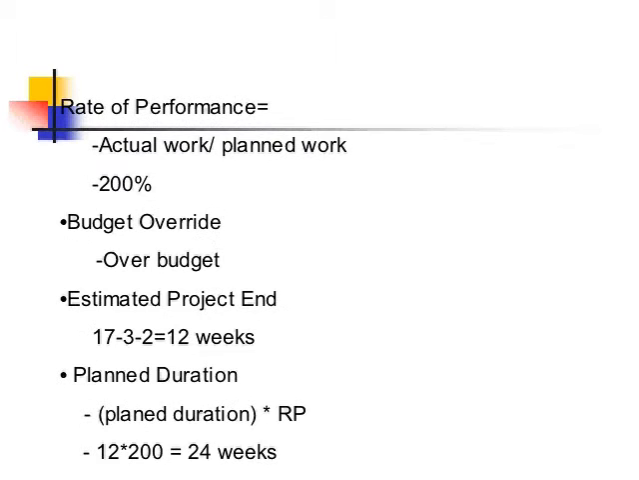project was over budget. Finally, the planned duration, which can be calculated by multiplying planned duration times rate of performance, was 24 weeks. Therefore, the project took 2 times longer than expected.